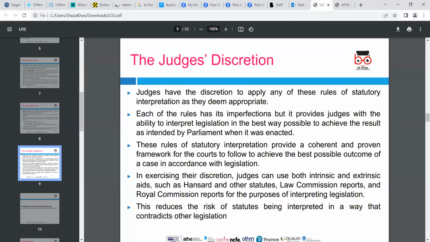Then we go on to the judge's discretion. Judges have the discretion to apply any of these rules of statutory interpretation as they deem appropriate. Each of the rules has its imperfections, but it provides judges with the ability to interpret legislation in the best way possible to achieve the result as intended by Parliament when it was enacted.